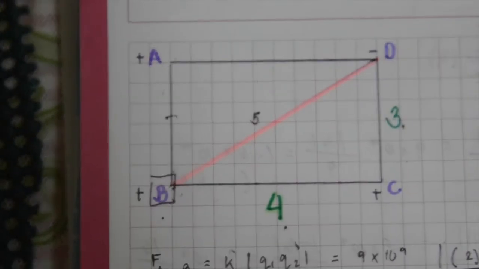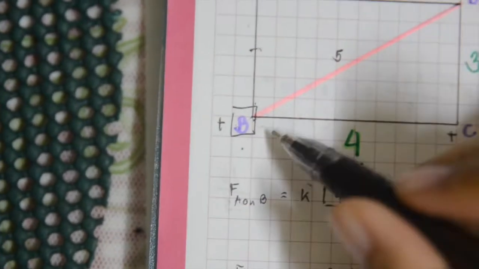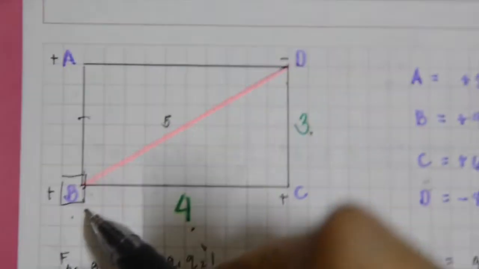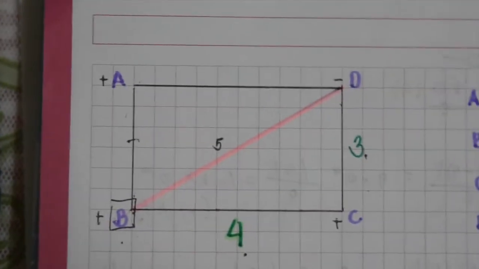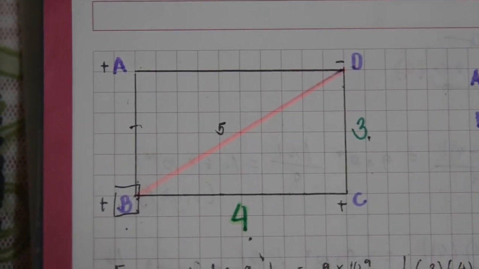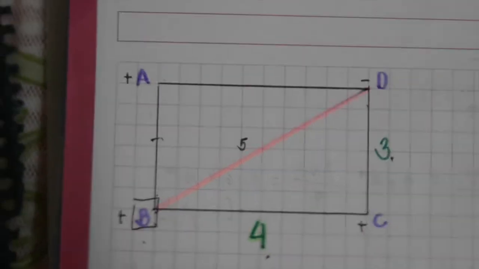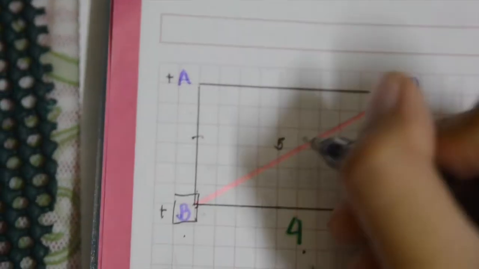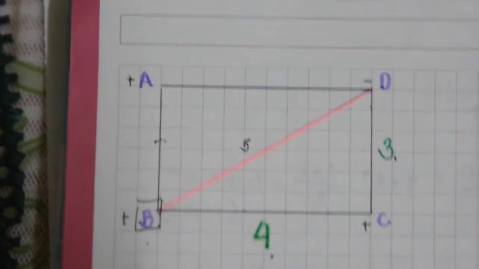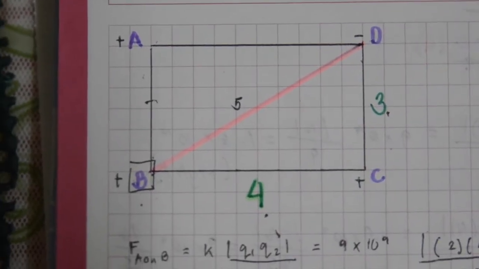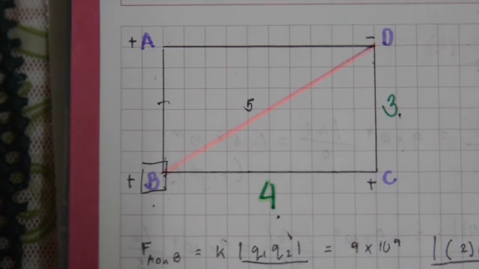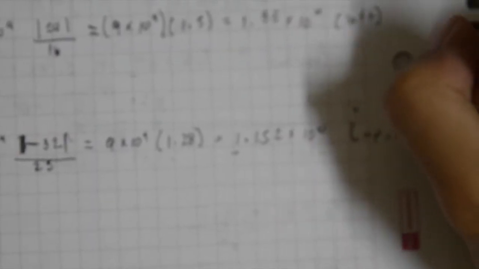Now let's see the direction it will be going. They have different signs. B is positive while D is negative. That means that B will be going towards D, meaning going up there. So we can see that the direction will be going up right. Let's place that here: up right.